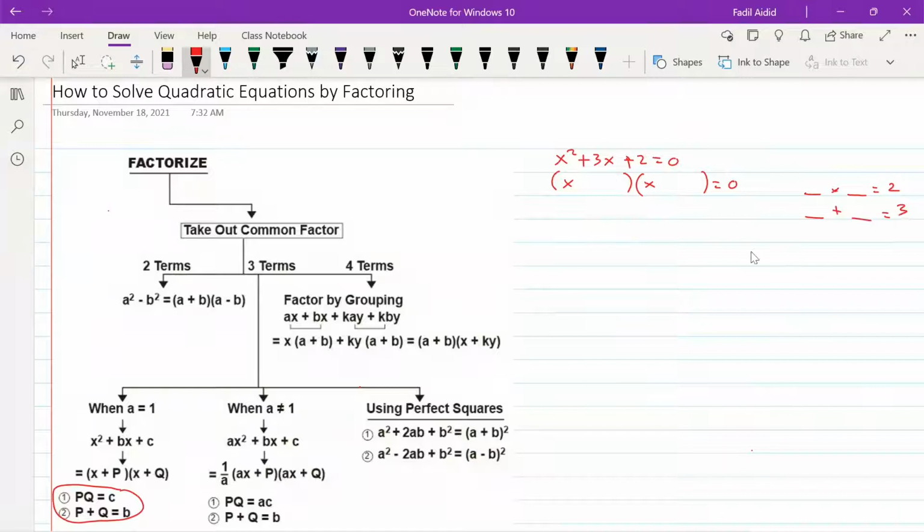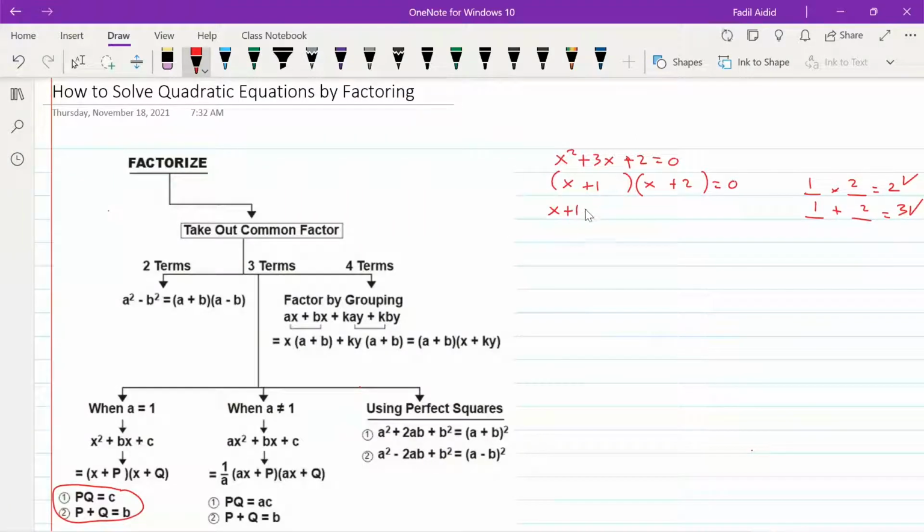Now the factor of 2 is only 1 times 2, or we can try -1 times -2. But since the addition must be equal to 3, the only combination that works is 1 and 2. So 1 times 2 is 2, and then 1 plus 2 is 3. So once you have the 2 numbers, you just plug them in here, plus 1 and plus 2. And then make each bracket equal to 0, and then solve for x.